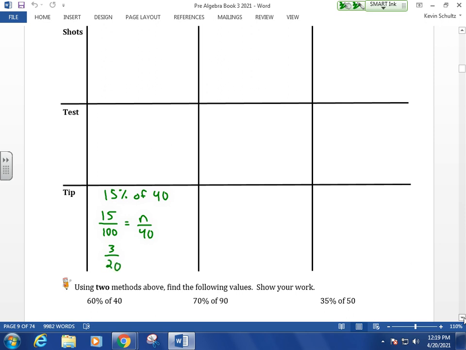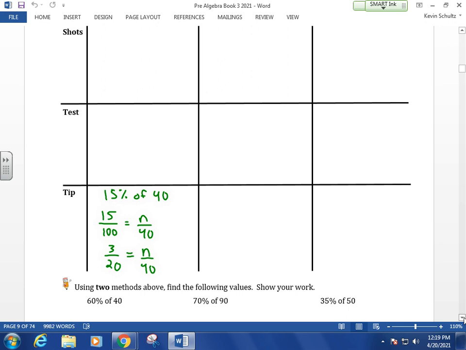If we divide each by 5, we get 3 twentieths equals n over 40. 3 twentieths being an equivalent fraction of 15 hundredths, divided both of them by 5. And why do I like that?